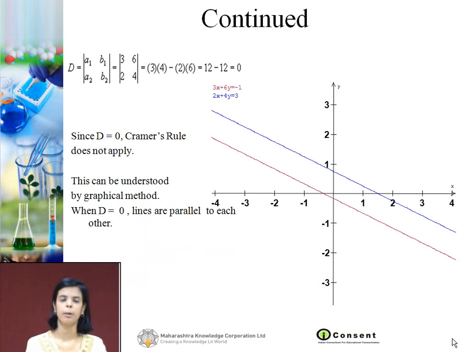If we solve determinant D, that is equal to 3, 6, 2, 4, we get 0. Since D is equal to 0, in this case Cramer's rule does not apply. This can be understood by the graphical method. When D is equal to 0, the lines are parallel to each other.